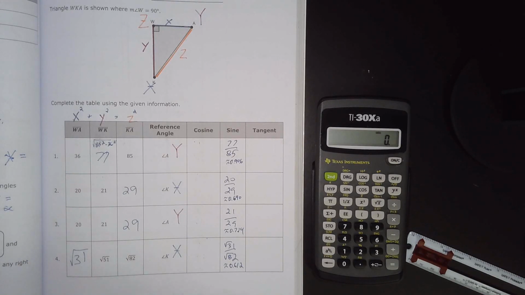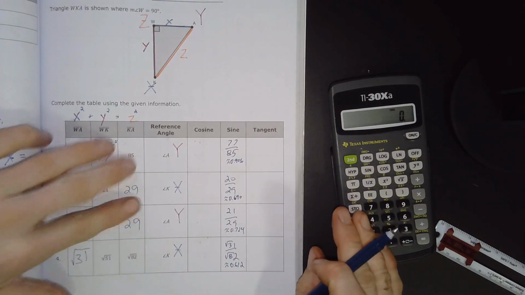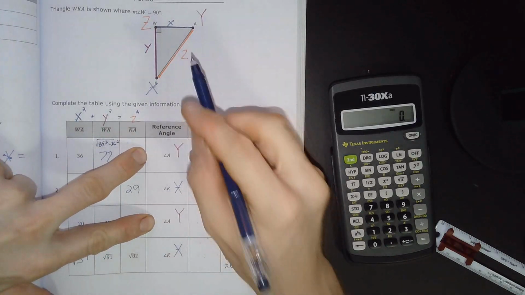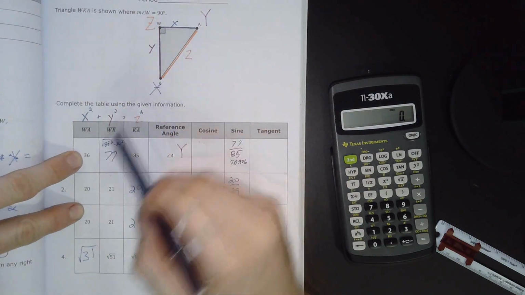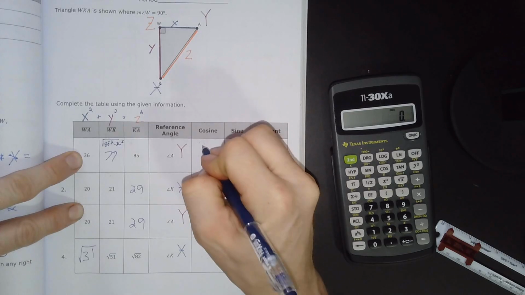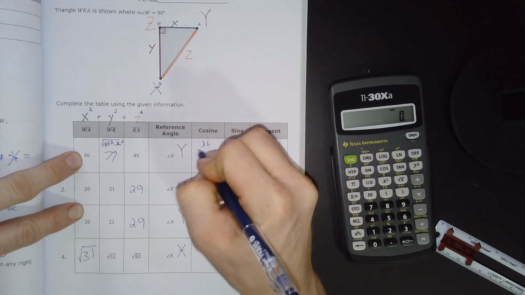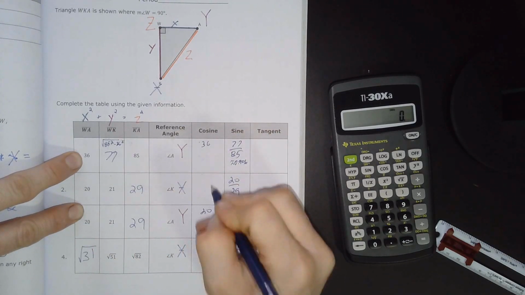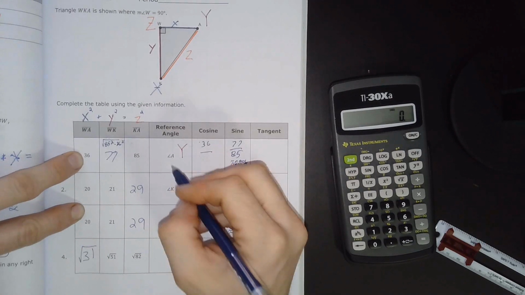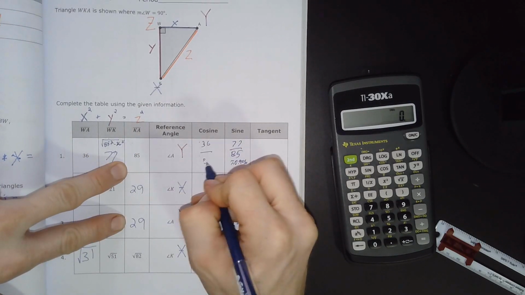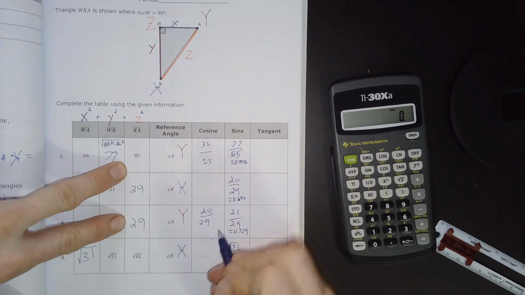All right, cosine is adjacent over hypotenuse. So we're talking about the y values here. So our adjacent is x. So it's going to be 36 over 85 and 20 over our hypotenuse, which is 29.